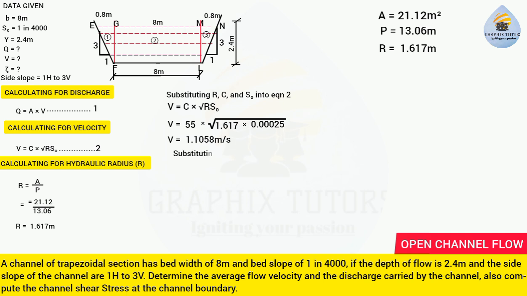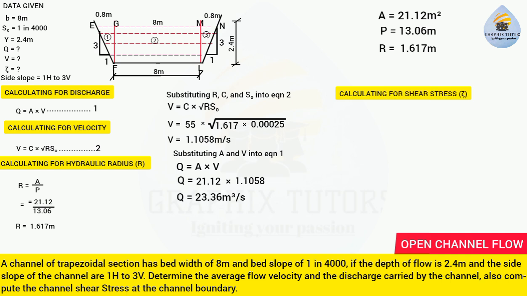Now we'll input our values A and V into equation 1. And we know equation 1 is telling us that the discharge is equal to the area times velocity. So what is my area? 21.12 times the velocity 1.1058. So my discharge will give me 23.36 meters cubed per second. That is our discharge here. Now we've gotten the discharge and the velocity. The next thing is the shear stress at the boundary.